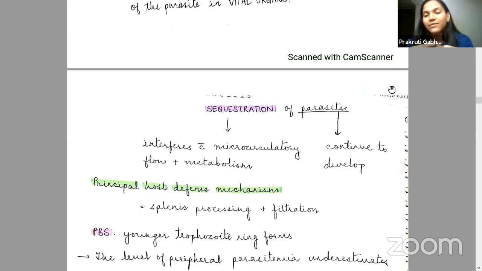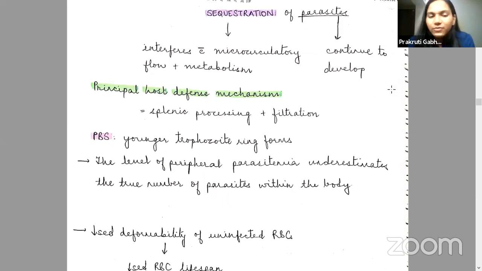And the parasites, in fact, continue to develop in the sequestered RBCs, and they continue to spread the infection even further. So the principal host defense mechanism over here, which was splenic processing and filtration, is not effective at all, because all the parasites are in the brain. So no matter how much the spleen processes and filters the blood, it's not actually going to be effective.